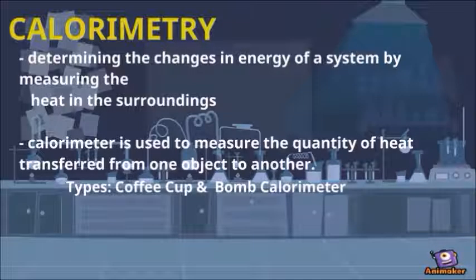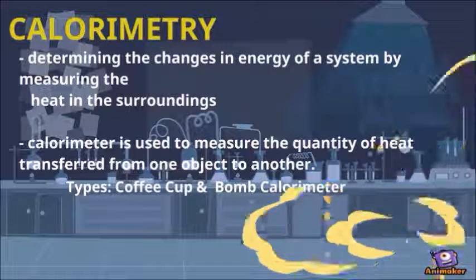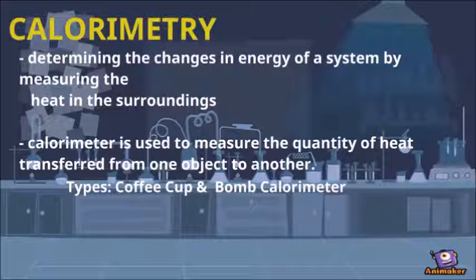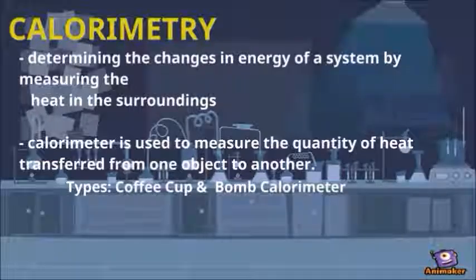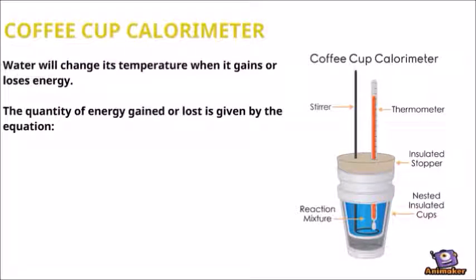Calorimetry is the science associated with determining the changes in energy of a system by measuring the heat in the surroundings. In calorimetry, a device called the calorimeter is used to measure the quantity of heat transferred from one object to another. There are two types of calorimeter, the coffee cup calorimeter and the bomb calorimeter. First off, the coffee cup calorimeter.